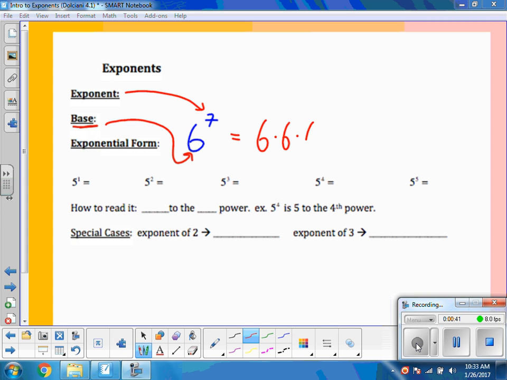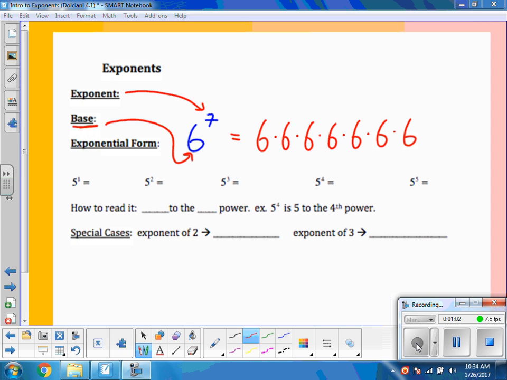1, 2, 3, 4, 5, 6, 7. That would be an expanded form. So 6 to the 7th power looks like that. And that's what it means. It's 7 sixes being multiplied together.